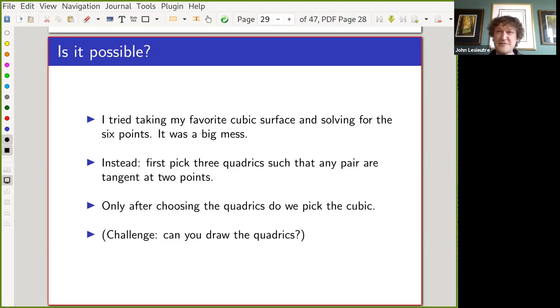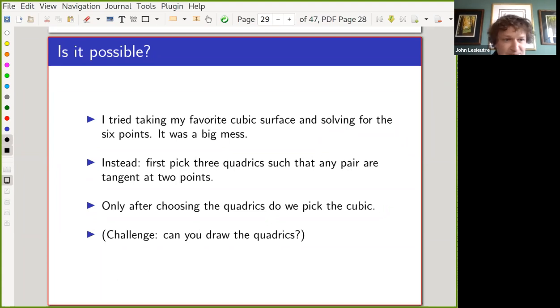So I want to find 3 quadrics where any 2 of those quadrics are already tangent at 4 points. And then I'm going to interpolate a cubic surface that goes through all those 6 points and has the required tangency at all 6 points. So we'll forget the surface for now. We'll try to find the quadrics. The question is, can you think of a configuration of 3 quadric surfaces in P3 where any 2 of them are tangent at least at 2 points?